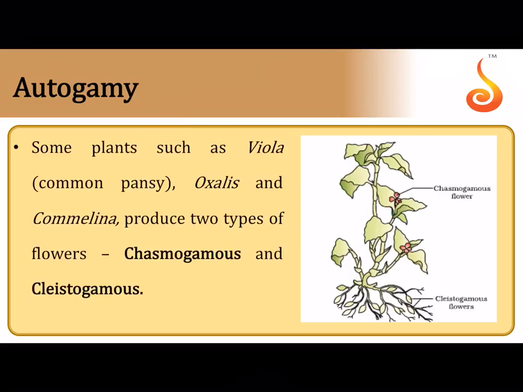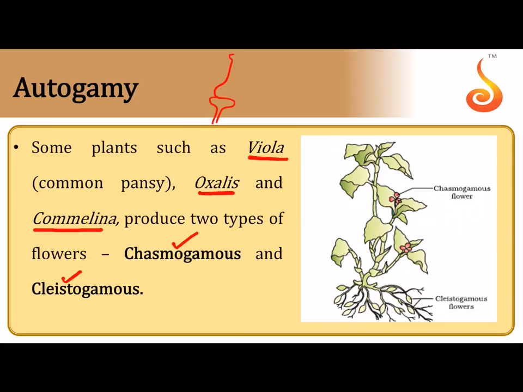Autogamy. In some plants such as Viola, Oxalis and Commelina, they produce two types of flowers. Some of them are called chasmogamous flowers and some of them are called cleistogamous flowers. So let me try representing here for you. So this is the thalamus and this is the pistil. And notice how the pistil, that is the stigma, this is the stigma, and the anther are exposed to the outside because the flower is open. The petal opened up, see? And the stigma and the anther are exposed.